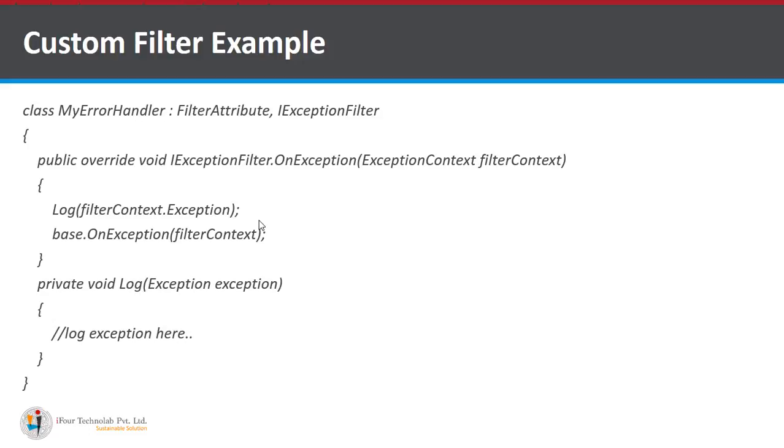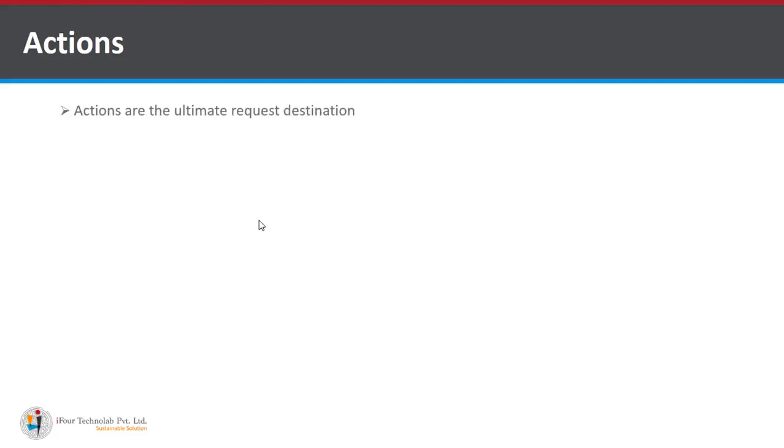Here is an example of a custom filter. Here you can see my error handler. I am just inheriting the FilterAttribute and IExceptionFilter classes. In that I am overriding the IExceptionFilter OnException method, and whatever logic I want to implement will be there.